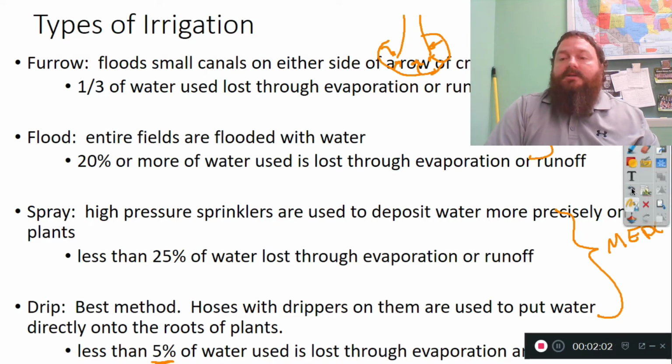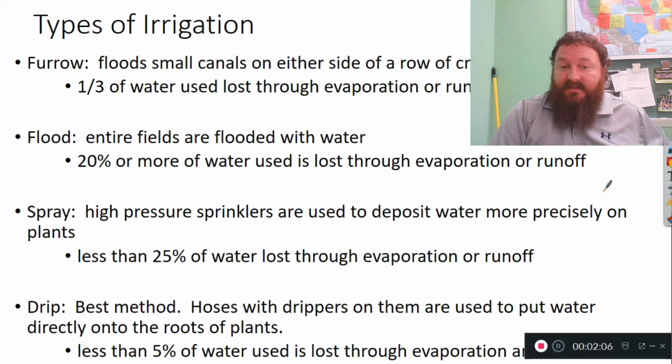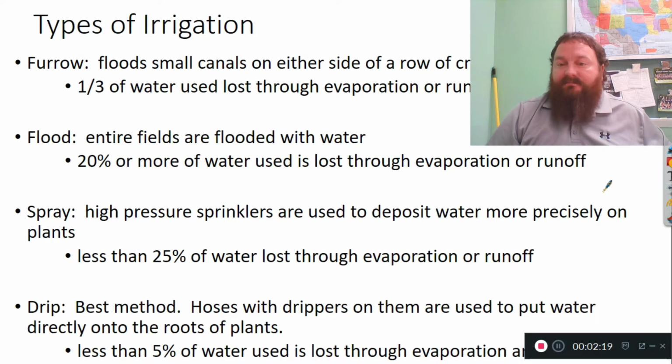Now, with GPS technology and tractors that are run by computer and they can precisely plant in the same spots year after year after year, we may start to see drip becoming more common on large scale farms because it's much more efficient and they would be saving water. But right now, farmers don't worry about the cost of water because it's pretty cheap.